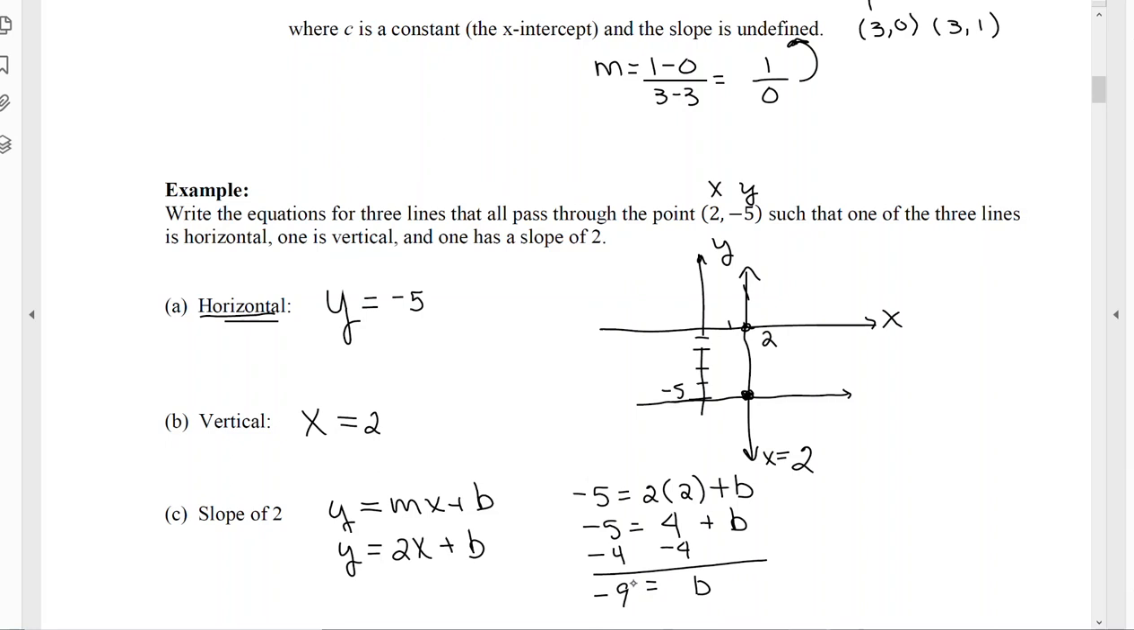So yay, ta-da, but you're not quite done yet because you've got to plug that negative 9 back into your equation with your slope to write the equation of that line. So your final answer here is y equals 2x minus 9. We check it by plugging that point (2, negative 5) in here. So if I plug in the 2 for x, 2 times 2 minus 9 should equal negative 5.